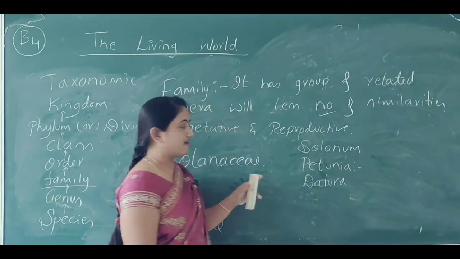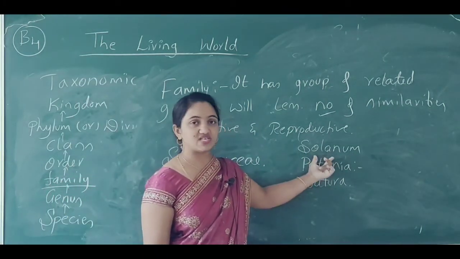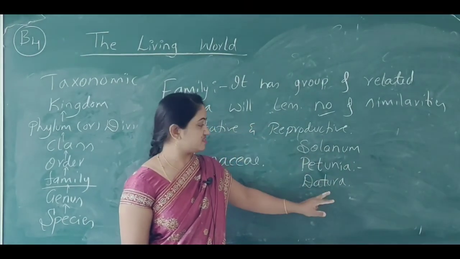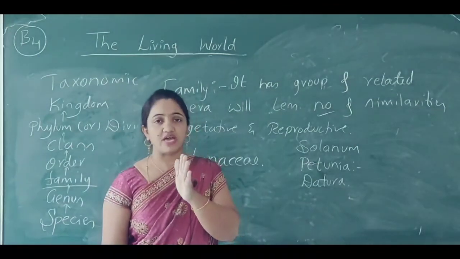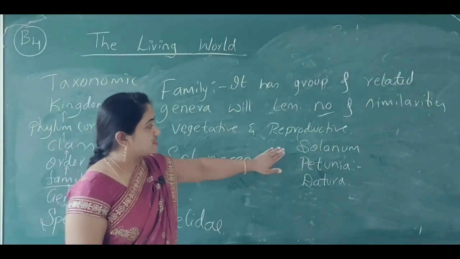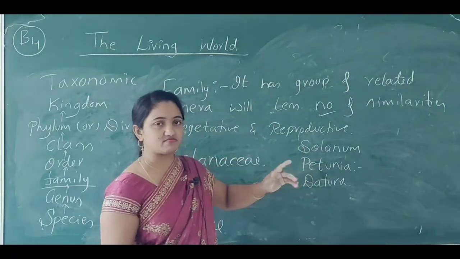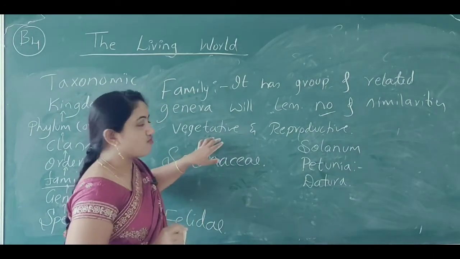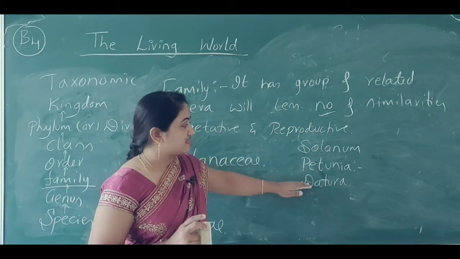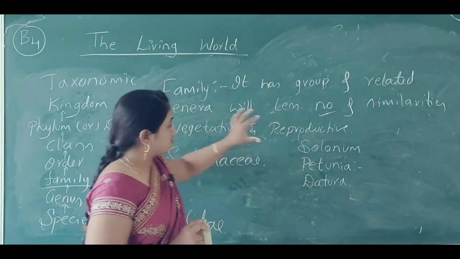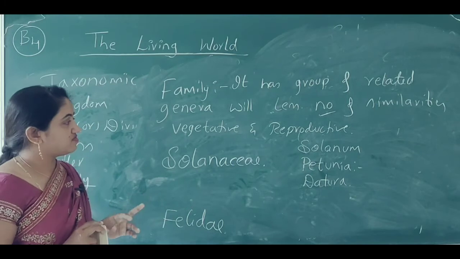All these genera have a common family known as Solanaceae. But if you see the species, the flowering plant is different, the wild plant is different, eggplant or brinjal is different, potato is different. Different organisms are coming and falling under the same family. They will have a lesser number of similarities. In each and every organism, something will be similar: their vegetative and reproductive characters will be similar. That's why they put them into the same family, Solanaceae. Yes, my dear students, if you still have doubts, please ask me.